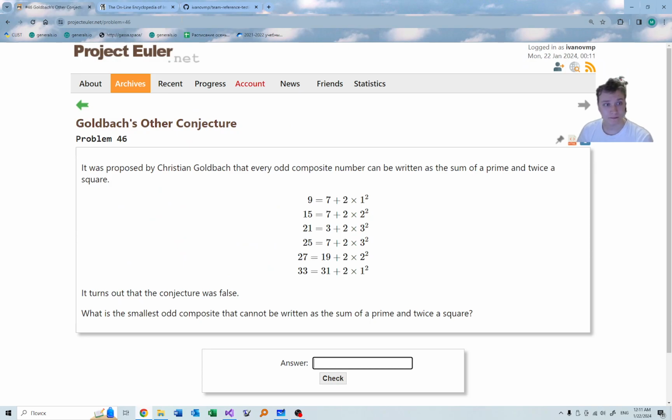Problem 46. Christian Goldbach proposed that every odd composite can be written as the sum of a prime and twice a square. It turns out that the conjecture was false. What is the smallest odd composite that cannot be written as a sum of a prime and twice a square?